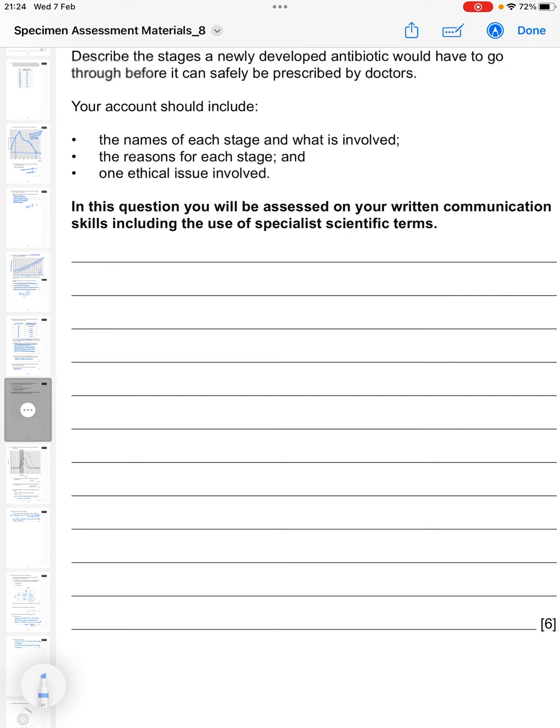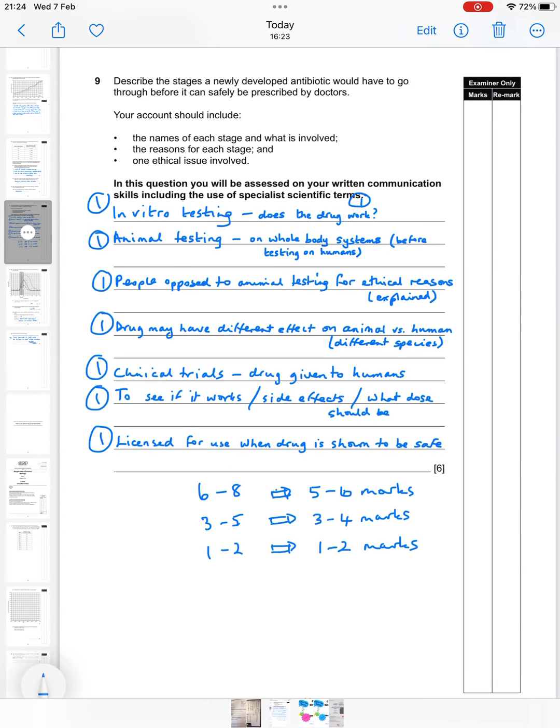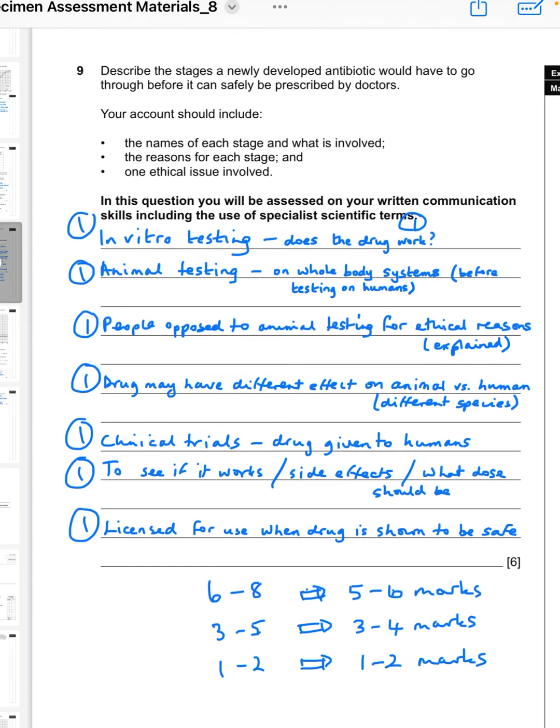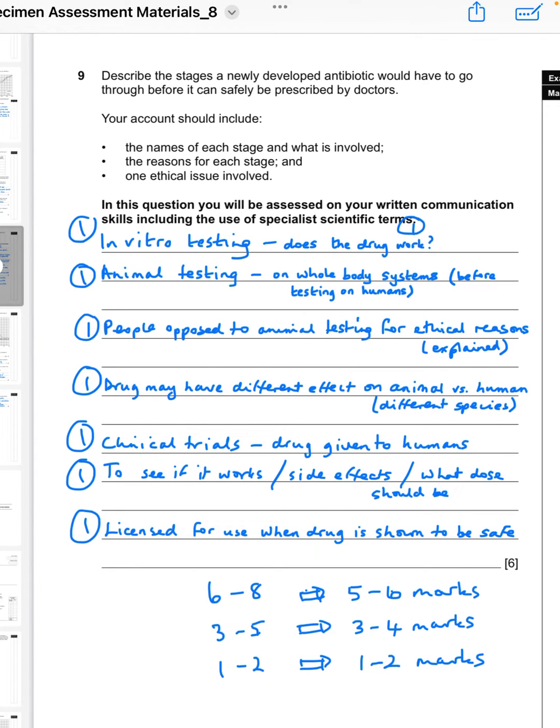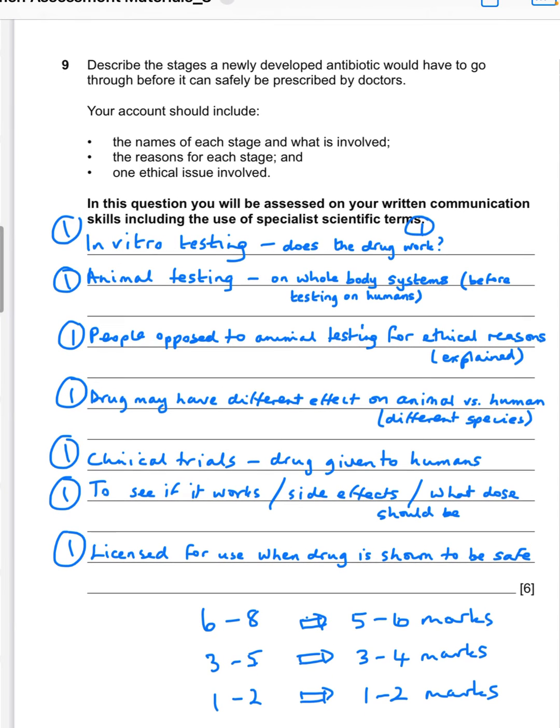Now for this one, I'm going to just flip to a picture that I took actually of the foundation tier, because it's exactly the same question with exactly the same mark scheme. So it says, describe the stages a newly developed antibiotic will have to go through before it can safely be prescribed by doctors. Your account should include the names of each stage and what's involved, the reasons for each stage, and one ethical issue involved. So you see here I've just written them out, and again it's the same as the foundation tier, so you may already have watched it.